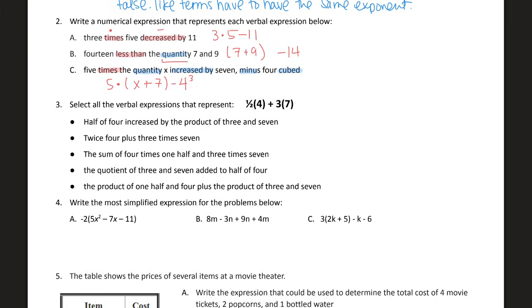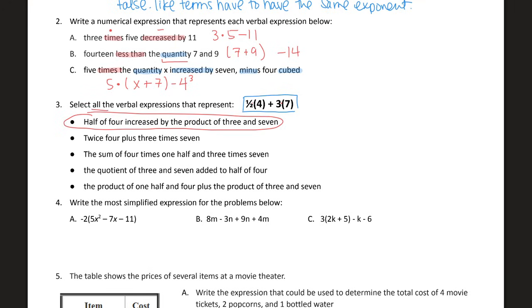All right, question number 3 is asking us to select all the verbal expressions that represent this statement right here. Okay, so let's read the first one. It says half of 4. So that's the first part. This is saying half of 4 increased by, which is plus, the product of 3 and 7. Product means multiplication. Remember that, and in fact, I'm going to go ahead and add this. Remember that when there's no symbol in between a number and a parentheses, it's multiplication. So this first one is correct. It does work for that.